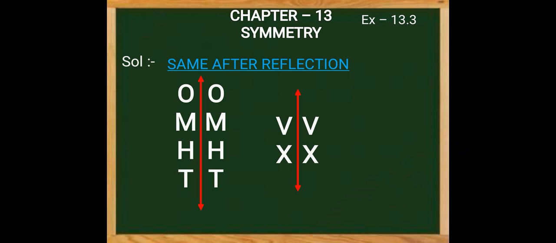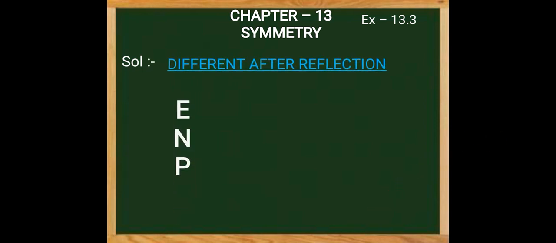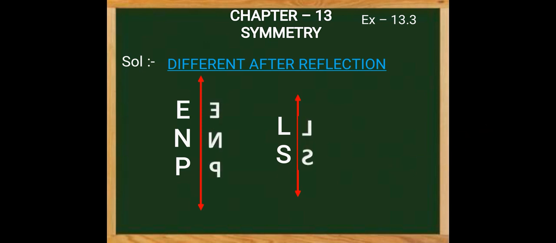Let's try the other part, which are different after reflection. So these are the letters E and P and L and S out of that range of letters given to us. I'm drawing a line of symmetry. Now I will flip these letters to check whether they are the same or why they are different. See, if you see, this was the original letters and this is how they are after reflection. So it is clear that these are the letters which are different after reflection.